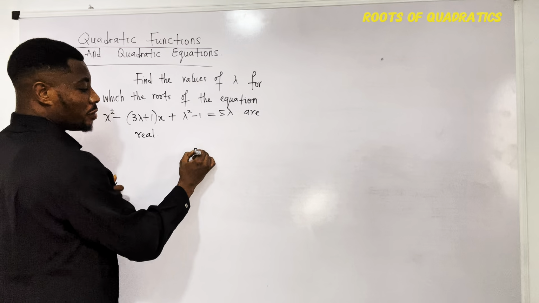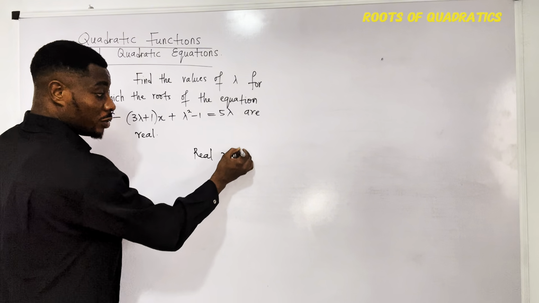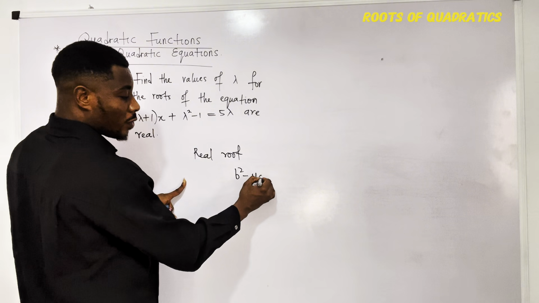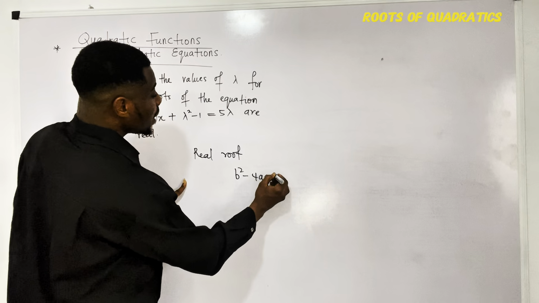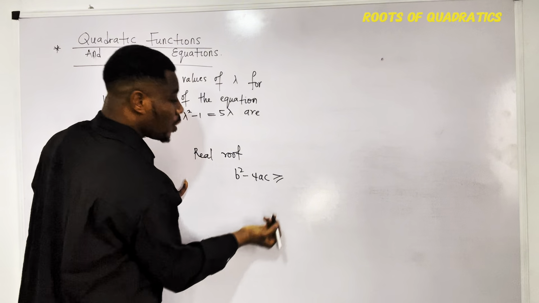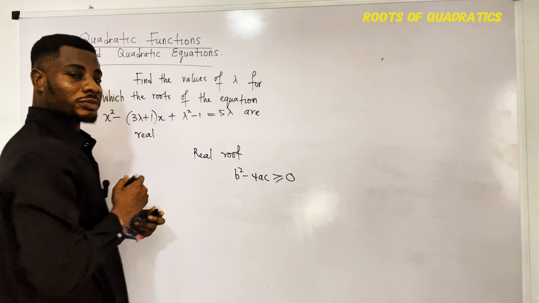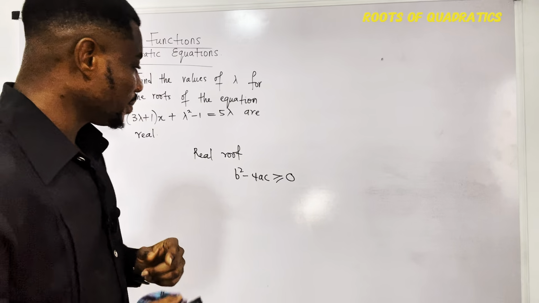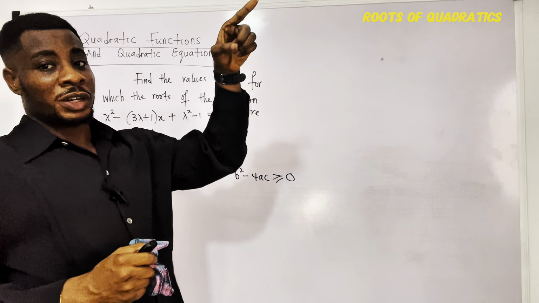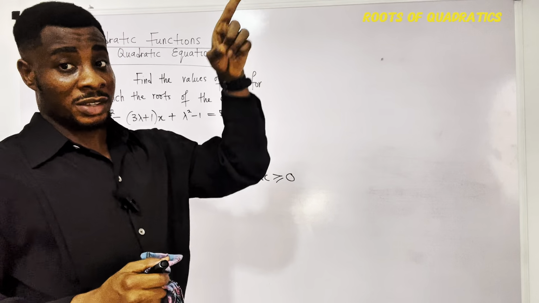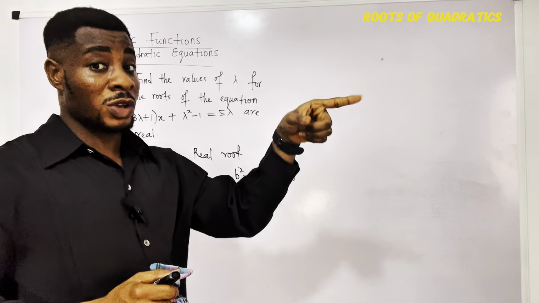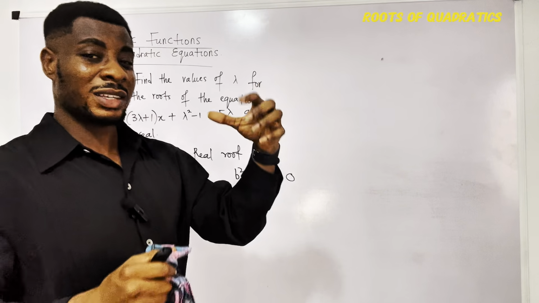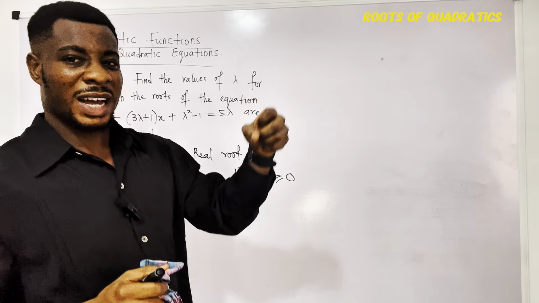When we have real roots, real roots can be b squared minus 4ac, listen now, greater than or equal to 0. You must do it like this when you say real. So you see that I did not just say equal to 0. I didn't just say greater than 0, rather I said greater than or equal to 0, because when it's greater than 0, it is real and distinct. When it's equal to 0, it is real and equal.